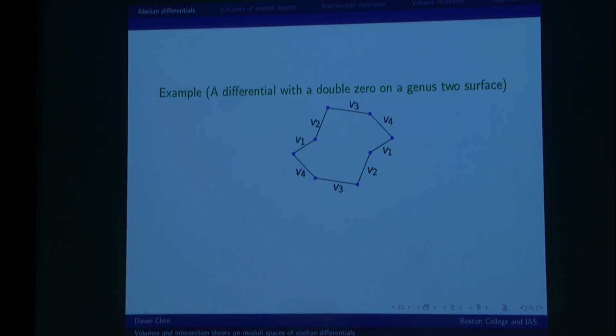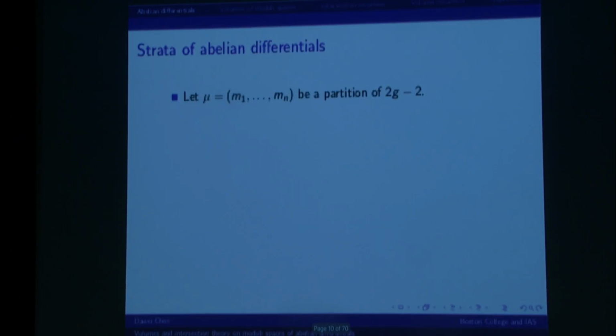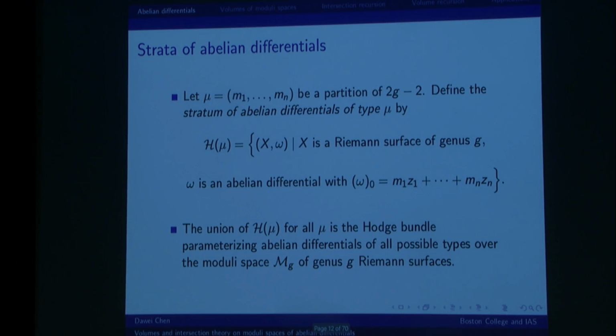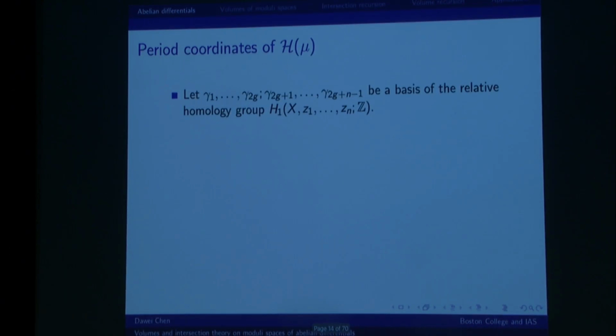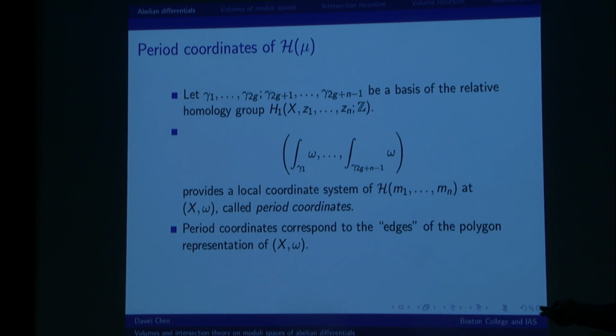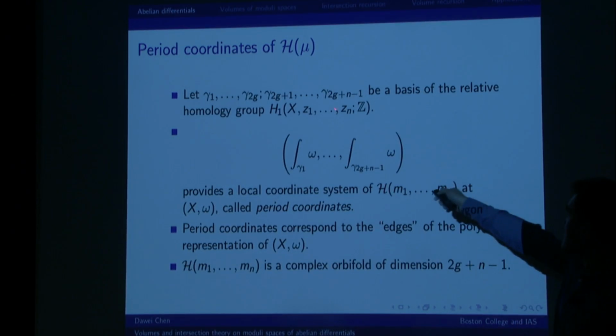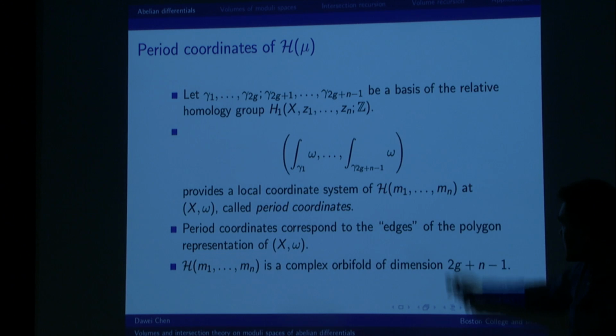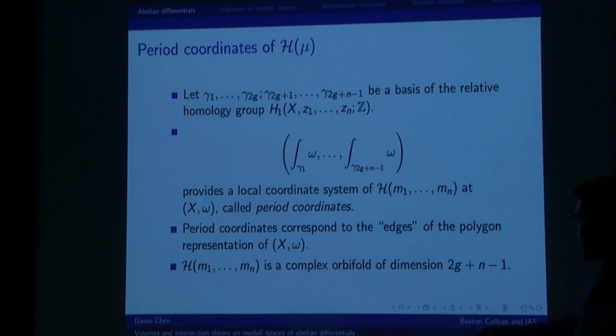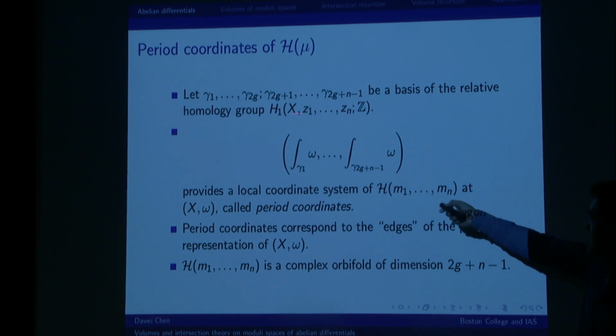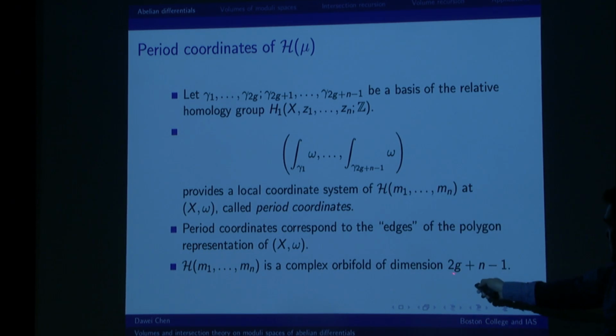So if you think of this as a somewhat convincing explanation, then we deduce a quick consequence. Let me go to the key point. Because I really have 2G plus and minus 1 basis elements, and they control the deformation of this polygon, deformation of this form, while preserving the zero type. So they actually induce a complex structure for the space H mu. And the complex dimension is equal to the rank of this relative homology group, which is 2 times genus plus the number of zeros minus 1.